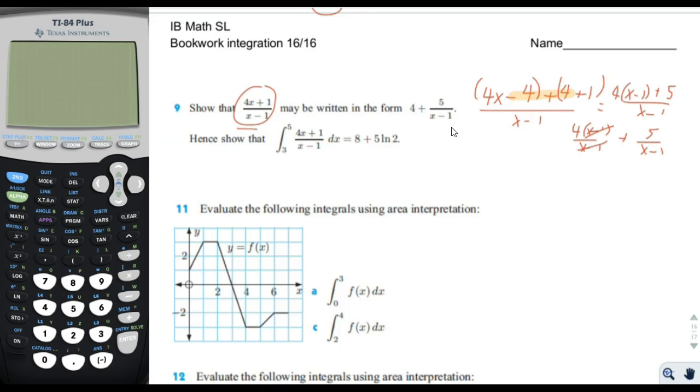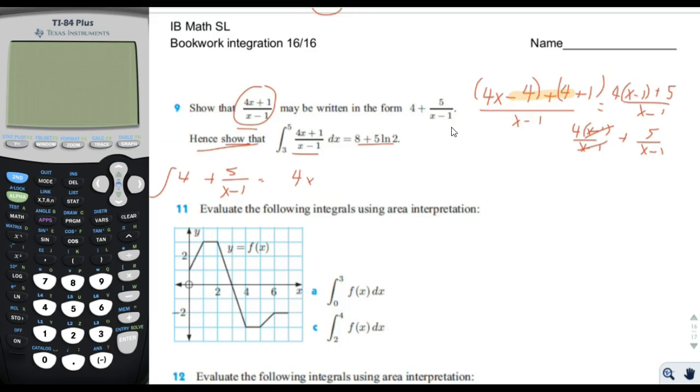And so then they say, okay, now show that the integral of this function is this kind of complicated looking thing here. And so basically, since it's so difficult to find an integral of one function divided by another, we don't have a quotient rule for integration. What we can do is we can divide it up into these two terms. We can divide it up into the 4 term, and we can put also the 5 divided by the x minus 1 term. And if we do that, then we have two easy integrals to do.